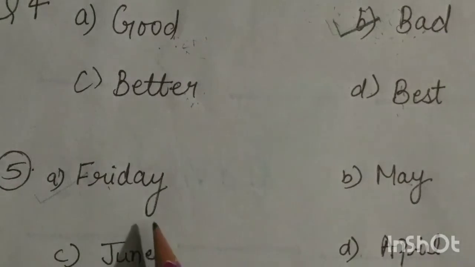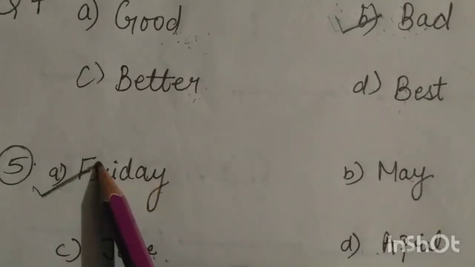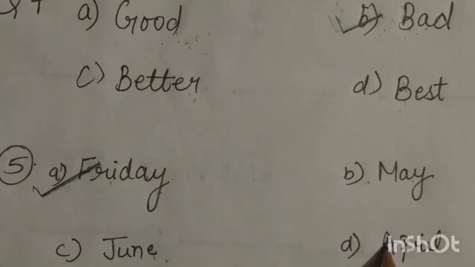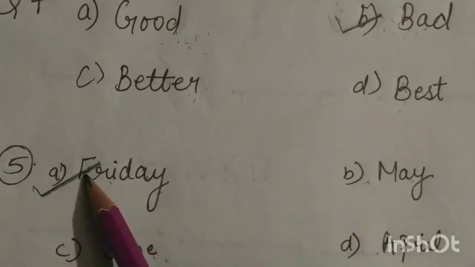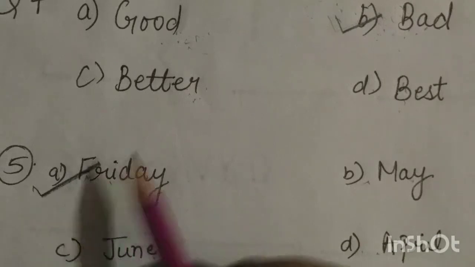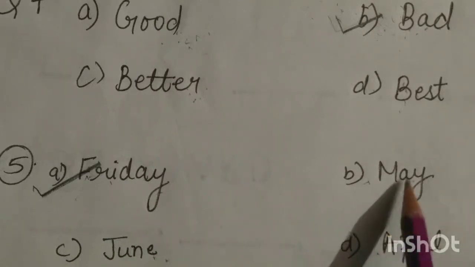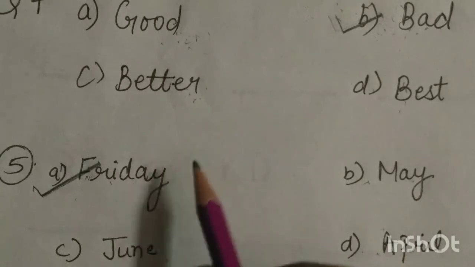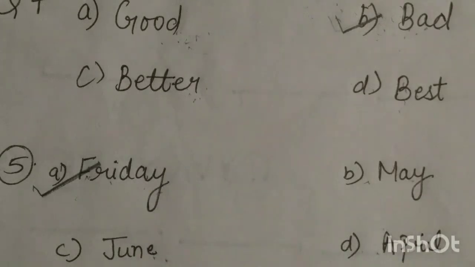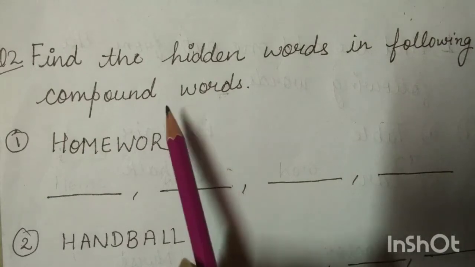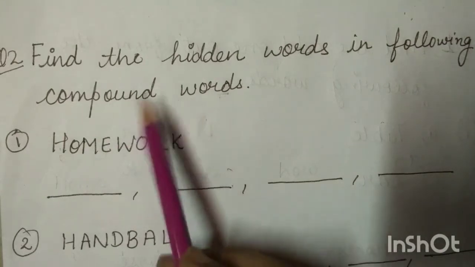Now come to next. Friday, May, June and April is given, where Friday is a name of a day and May, June and April are names of months. So Friday is the different one because it is a name of a day, so we can find out the different one easily like this. So this way you have to do this question. You have to find out the relation between 3 options and find out the other one. So students, I hope you all understood about the odd one out question. Now come to question number 2.